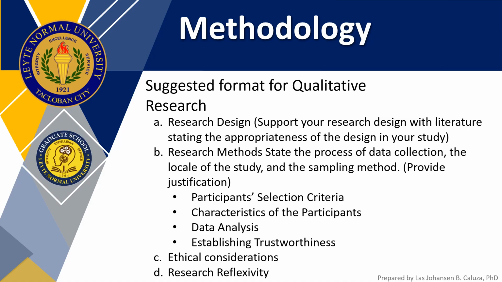All right, so research methods state the process of data collection. This is very, very important. The locale of the study. The sampling method is also very important. Basically, in qualitative research, we're using purposive sampling. But if the topic is very critical, then we use snowball sampling or referral. And the following should be present also: the participants' selection criteria. Take note of that. You have to provide the selection criteria for you to be able to purposely select those participants. The characteristics of the participants will be written after you gather the data.